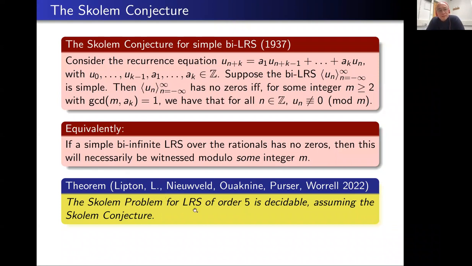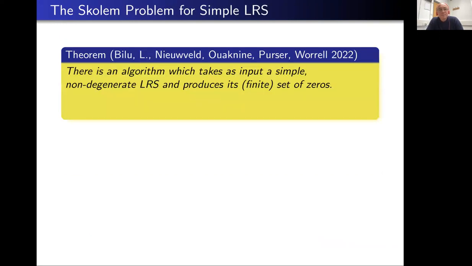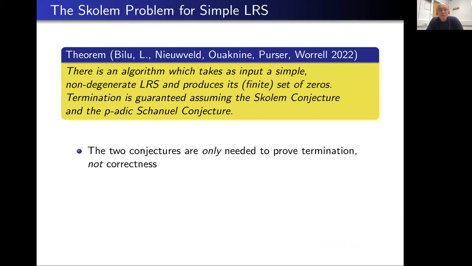Now we proved that the Skolem problem for linear recurrent sequences of order 5 is decidable, assuming just the Skolem conjecture. So that is one small step. As we said before, we could do it up to 4. Now we can do it with 5, whether they are simple or not. But here is the important theorem of this section. There is an algorithm which takes as input a simple non-degenerate linear recurrent sequence and produces its finite set of zeros. And the termination is guaranteed assuming the Skolem conjecture and the p-adic Schanuel conjecture.